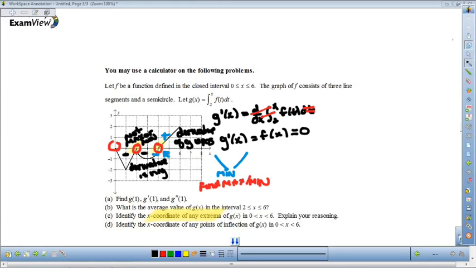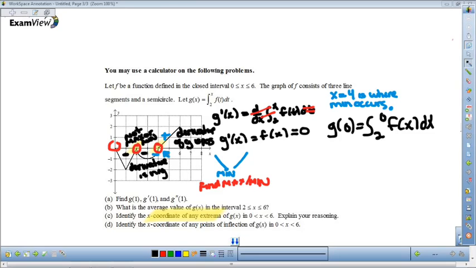The next thing I have to do is check at 0. It's hard to check at 0 because it's an endpoint, so I'm going to go ahead and write the definition at 0. So g of 0 is going to equal the integral from 2 to 0 of f of x dx. I'm going from high to low, so I'm going to flip that into the integral from 0 to 2 of f of x dx.